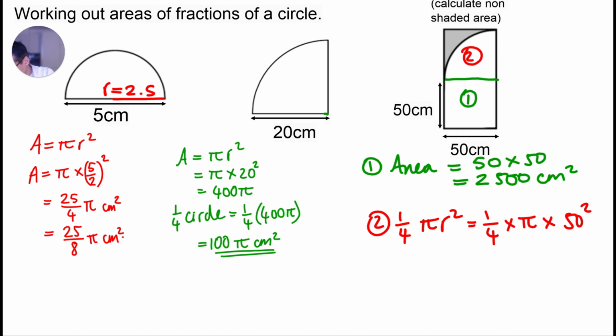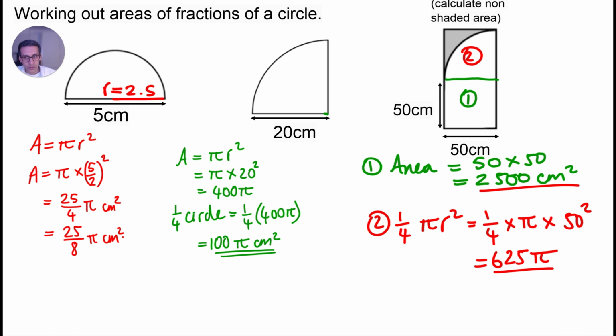So 50 squared times 1/4 is 625. So 625 pi, and that's the area of that arc. And then we just need to add these up.